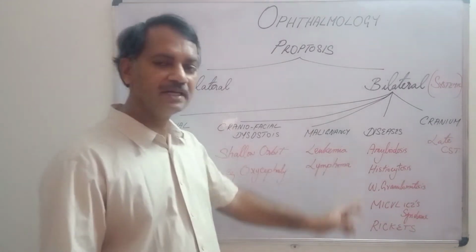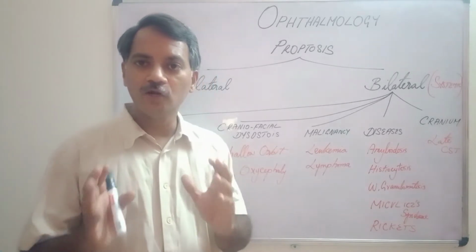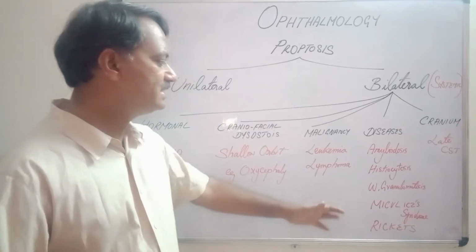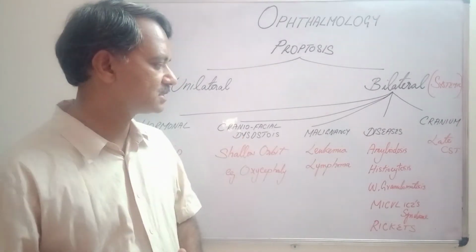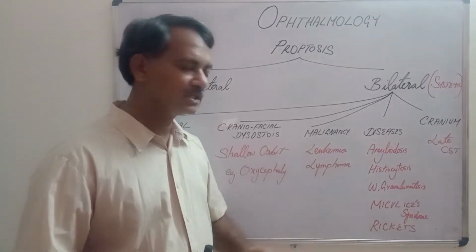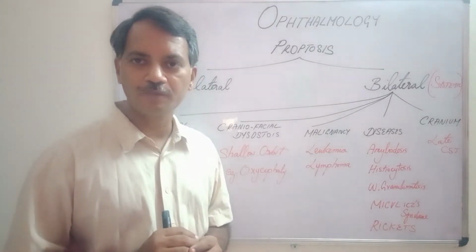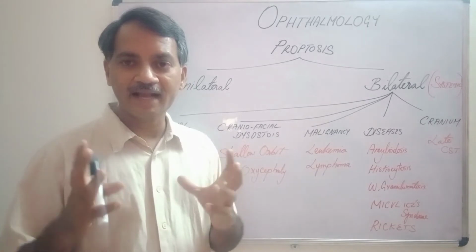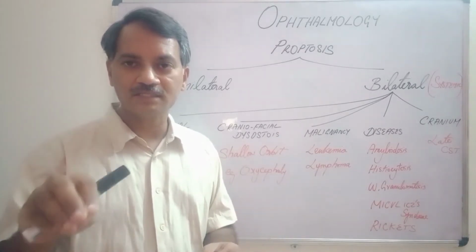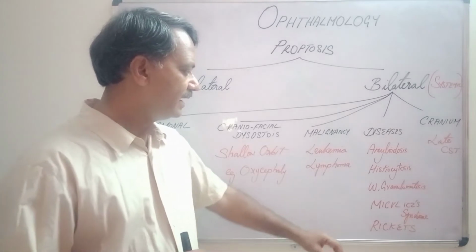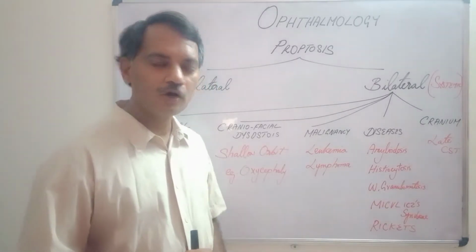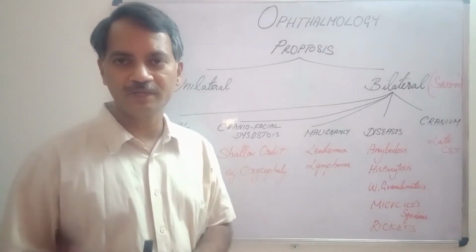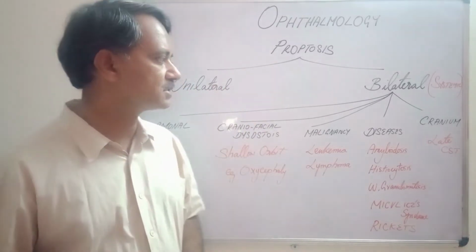Next, the systemic diseases like amyloidosis, histiocytosis, Wegener's granulomatosis, Mikulicz syndrome. What is this Mikulicz syndrome? Mikulicz syndrome is enlargement of salivary glands and lacrimal glands due to infiltration by lymphocytes. Next is rickets. So, these systemic diseases can also present with bilateral proptosis.